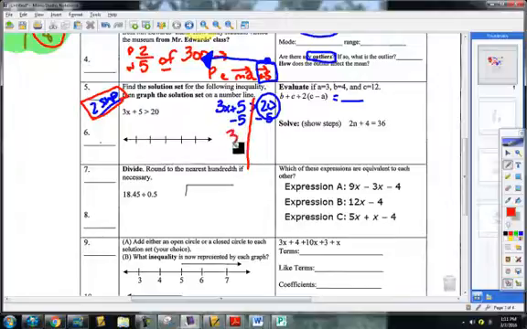You're going to be left with 3x, and, of course, that's greater than. And then 20 minus 5 is 15. Okay? So we just basically undid the adding 5 by subtracting 5. That's what we undid.